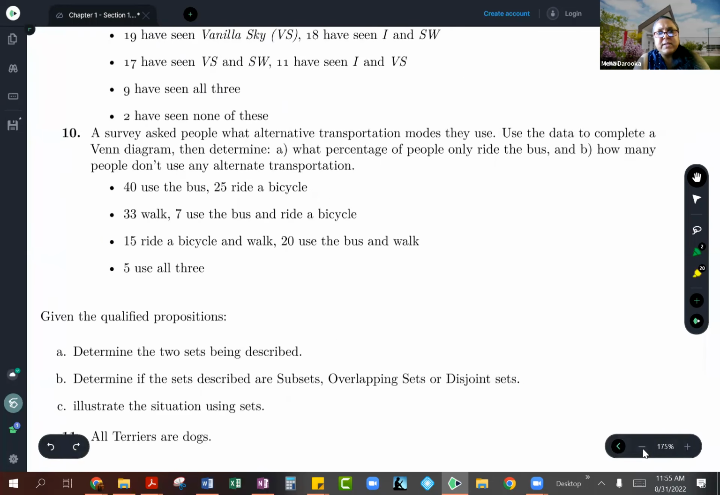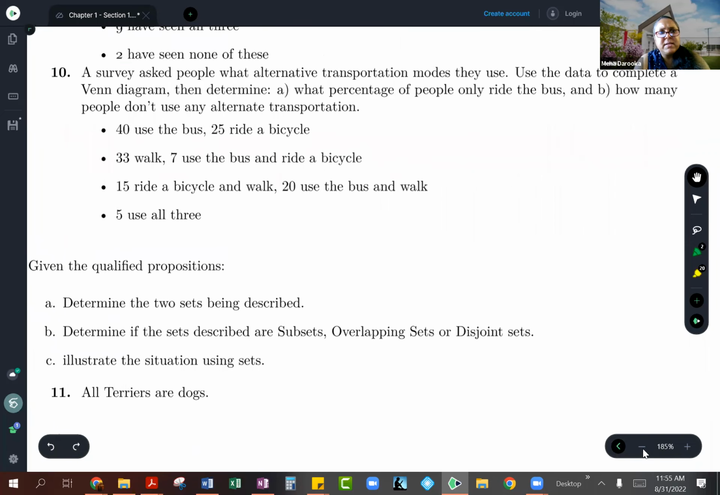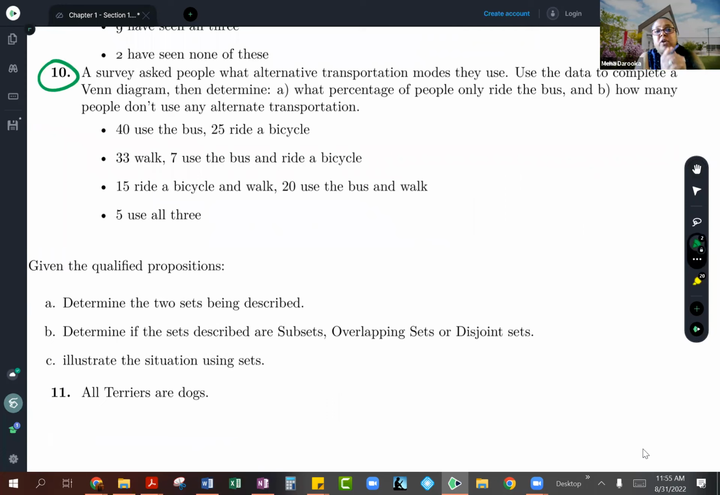Okay, let's look at number 10. That's kind of similar to what that example is. So this one is saying a survey asked people what alternative transportation modes they use. Use the data to complete a Venn diagram, then determine what percentage of people only ride the bus and how many people don't use any alternate transportation.